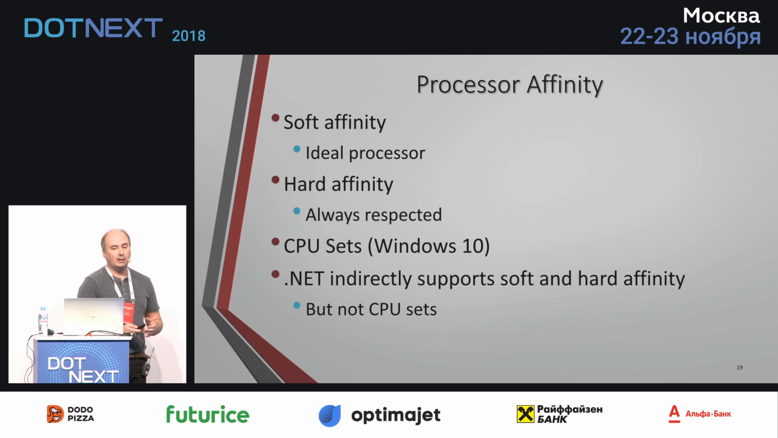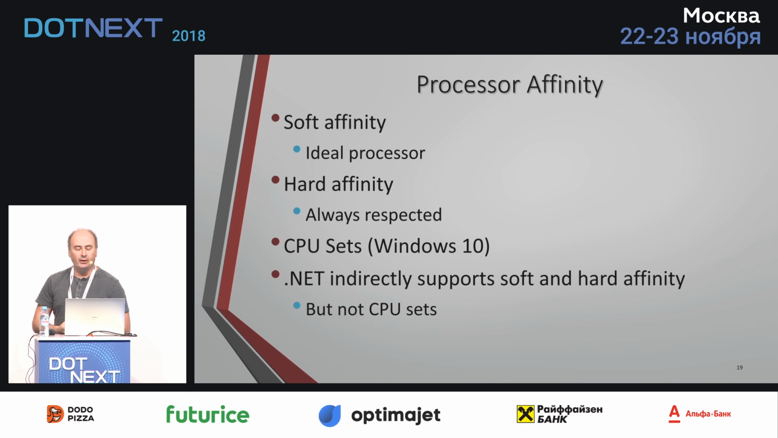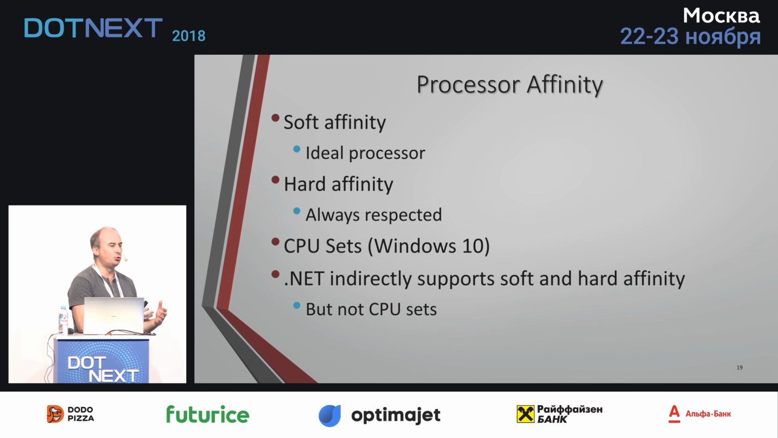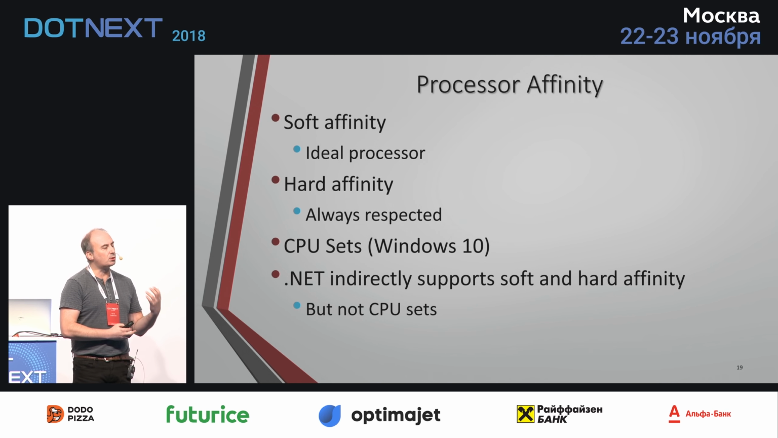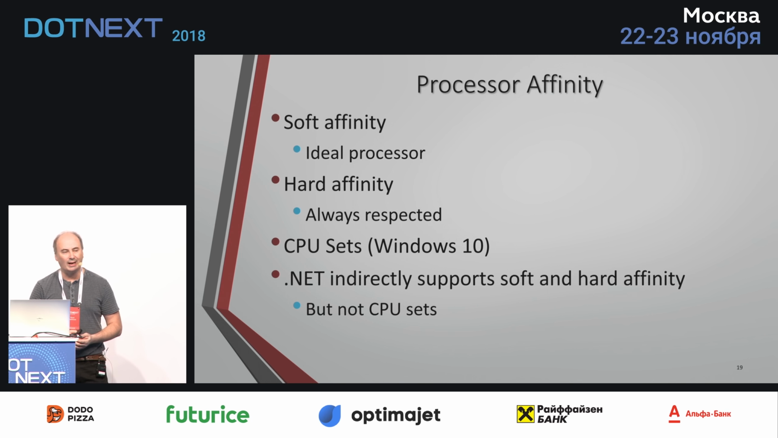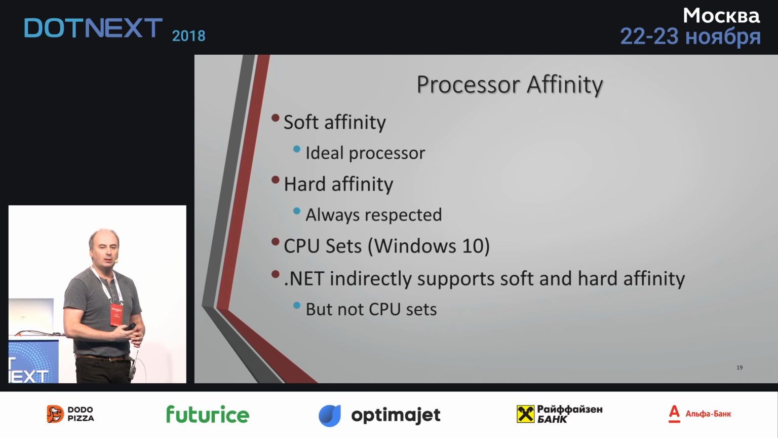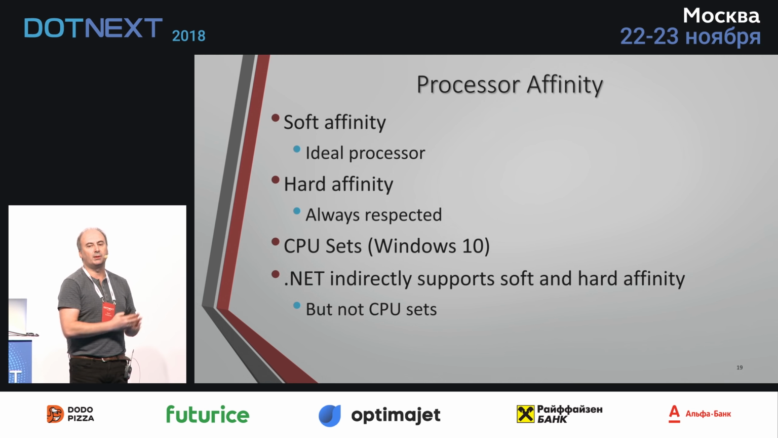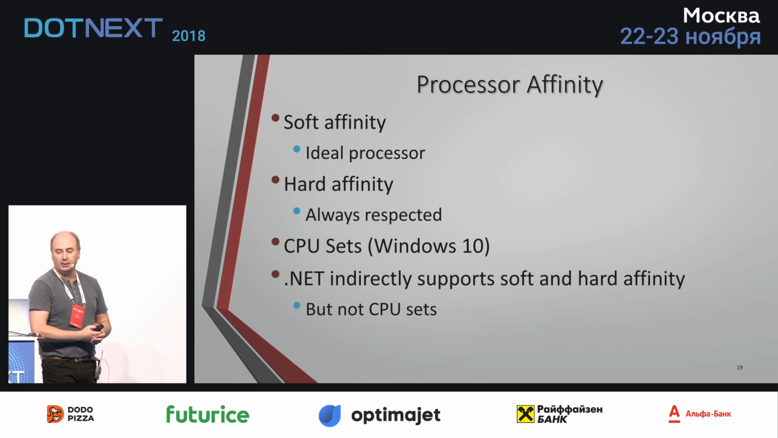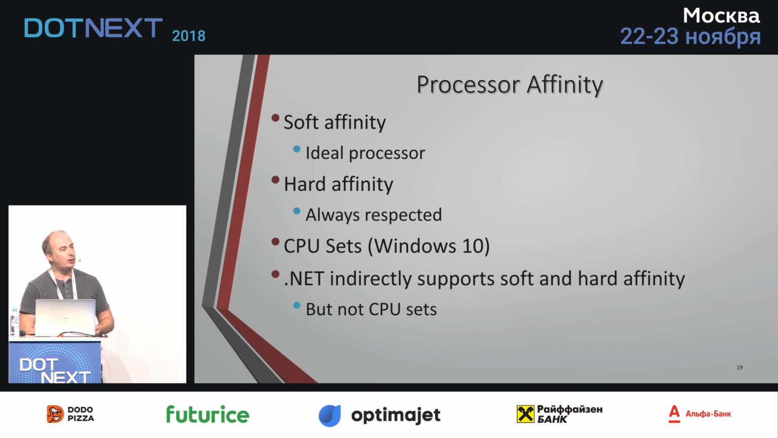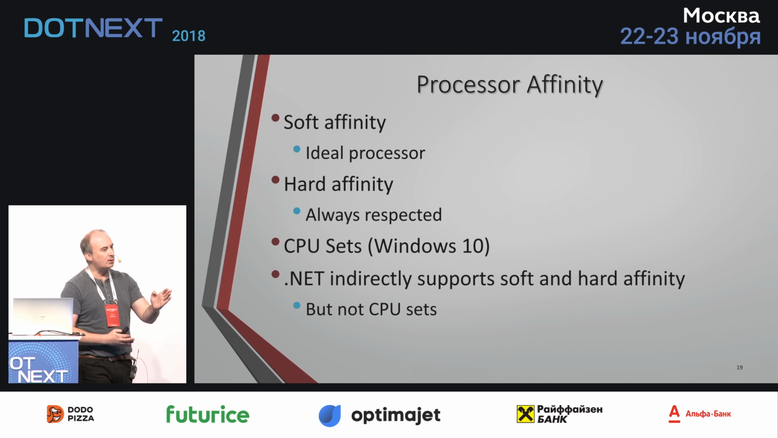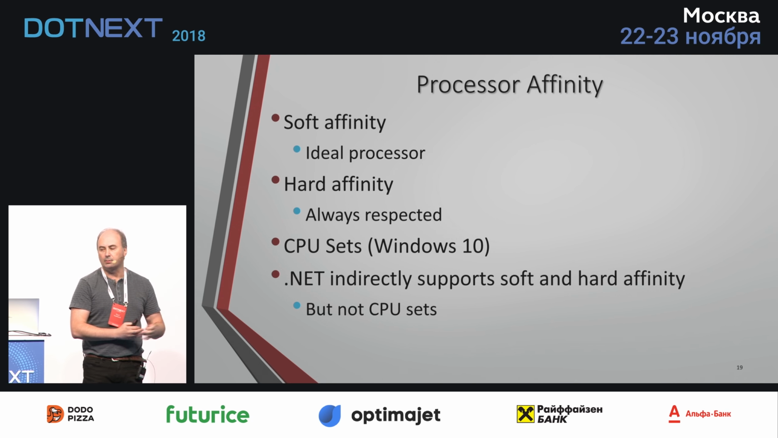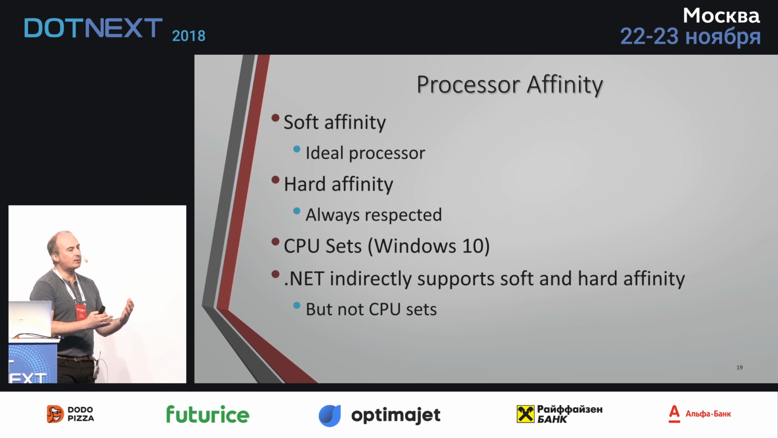So next I want to discuss briefly affinity. Affinity means on which processors should the thread execute. Windows always supported something called soft affinity using a parameter called ideal processor, which means that the thread will try to execute on that particular processor if possible. But there's something else called hard affinity, which is always respected. So if I say this thread can only run on this and this processor, Windows will have to respect that. So that's not good enough in some cases.